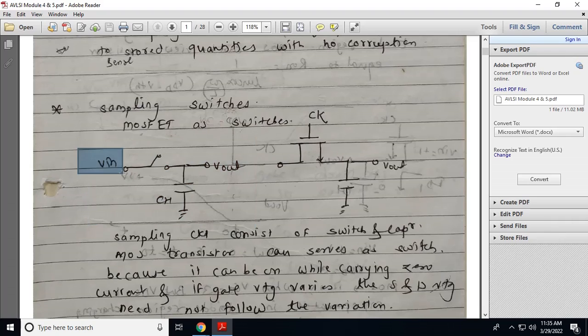We apply the input. Whenever the switch is turned on, the input is available, you can access the input, it is stored on the capacitor, and you will get the output. We are using a MOSFET as a switch, and we apply the clock signal here. Whenever the clock is high, this transistor will turn on and the input is available for you. Whenever this clock signal is low, the transistor is off, so the switch is off, so you will not get the input for that range. So this is a switched capacitor circuit.